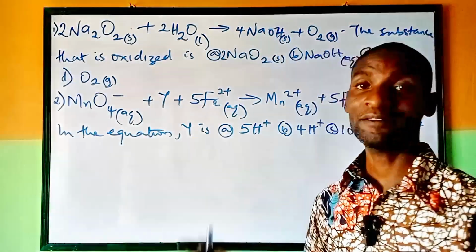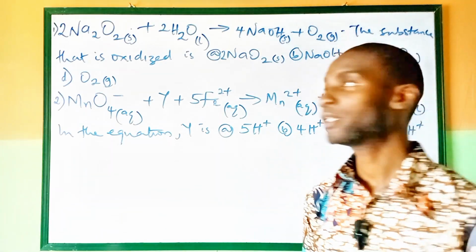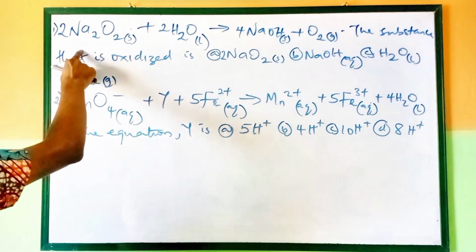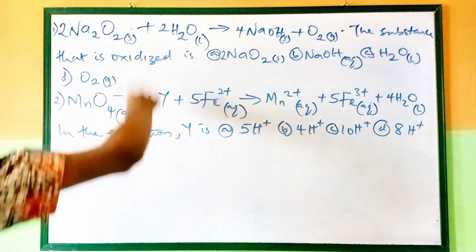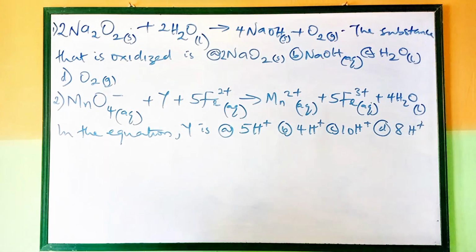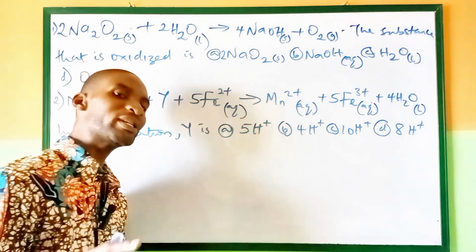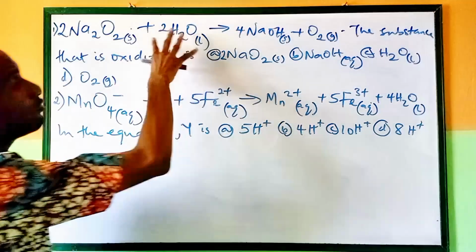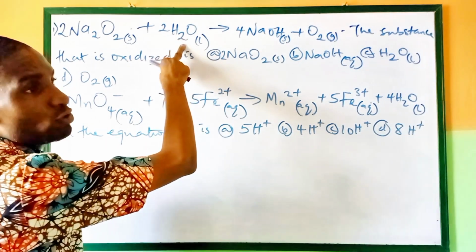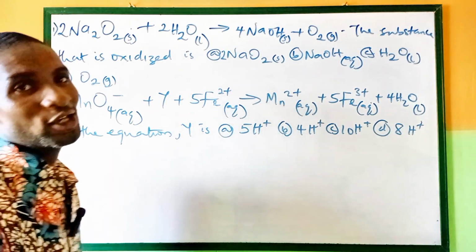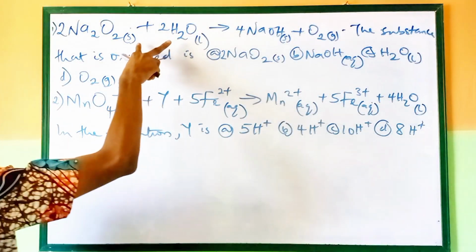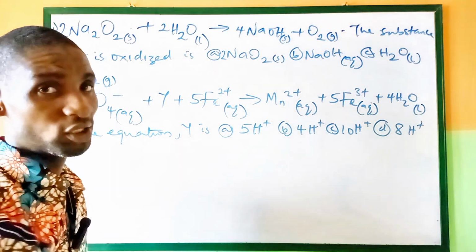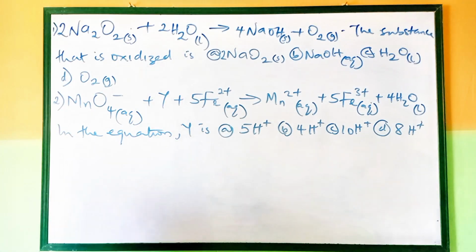Welcome back. I believe you have answered the question. So let's see together. Number 1. Sodium oxide with water to give you sodium hydroxide and oxygen gas. The substance that is oxidized is dash. So if all you understand under redox is addition of oxygen, you will be confused with this question, because here you have oxygen and you have oxygen here. So that tells you that here the question may not actually be about oxygen. But this question says which the substance that is oxidized is what?